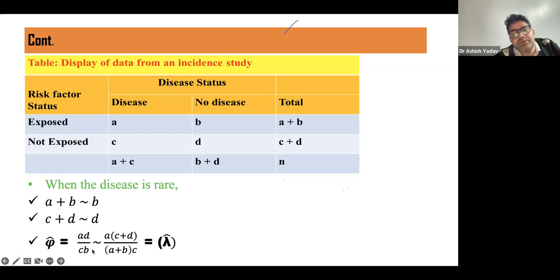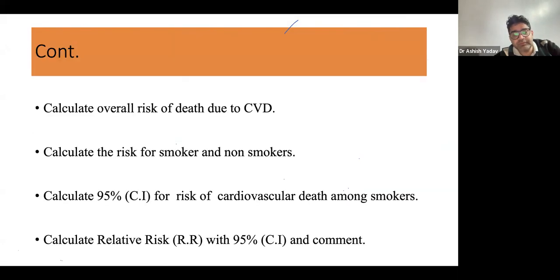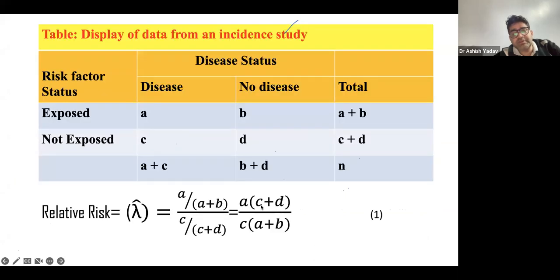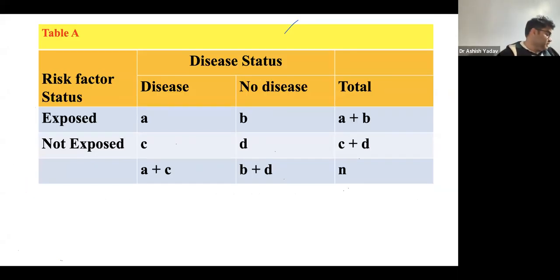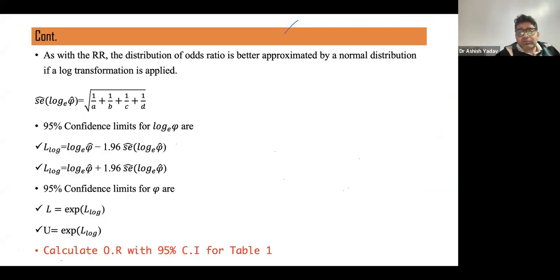Now if we use the formula AD by BC for the odds ratio, and the formula for relative risk, RR, which was A divided by A plus B, C divided by C plus D, that is, A into C plus D divided by A plus B into C. If A plus B becomes B, and C plus D becomes D, then your odds ratio is the same as your RR. So if the disease is rare in nature, in this relative risk formula, C plus D will become D, so it will be AD, and A plus B will become B, so it will be BC. AD by BC, the same one we get for OR. So if the disease is rare in nature, you can easily approximate RR from OR values.